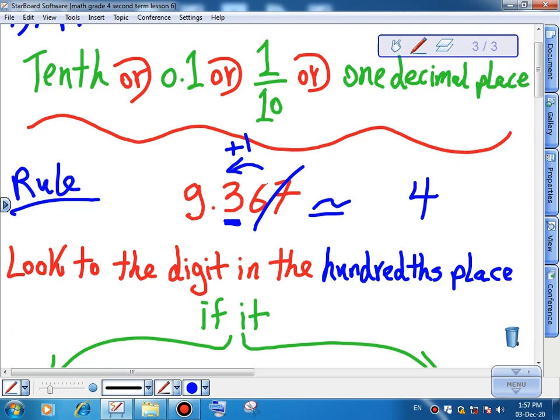What about the whole part? It will be the same thing. It will be 9.4. Okay, 9 will be 9. We will never change the whole part.